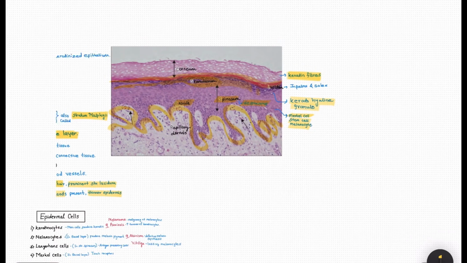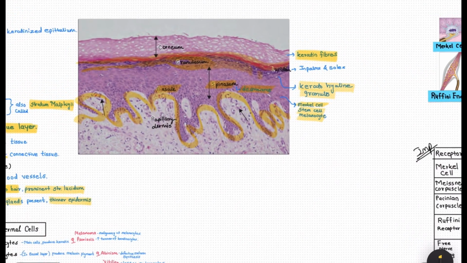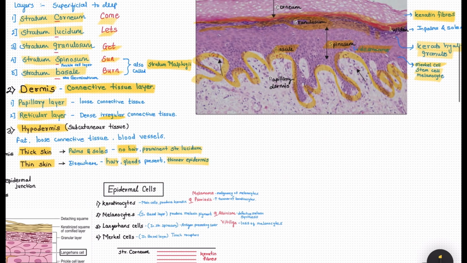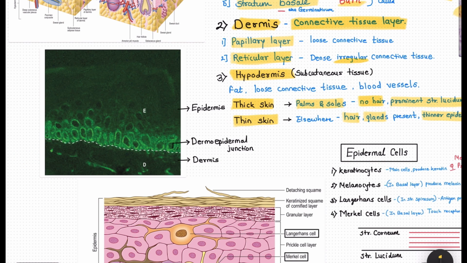So this one is dermis layer, papillary dermis, and the second one is reticular layer. And this slide shows immunofluorescence. This above layer is epidermis layer, and this is dermoepidermal junction. These dotted lines are nothing but dermoepidermal junction, and below this dark green is dermis. Okay, so dermoepidermal junction helps in discriminating epidermis and then dermis.